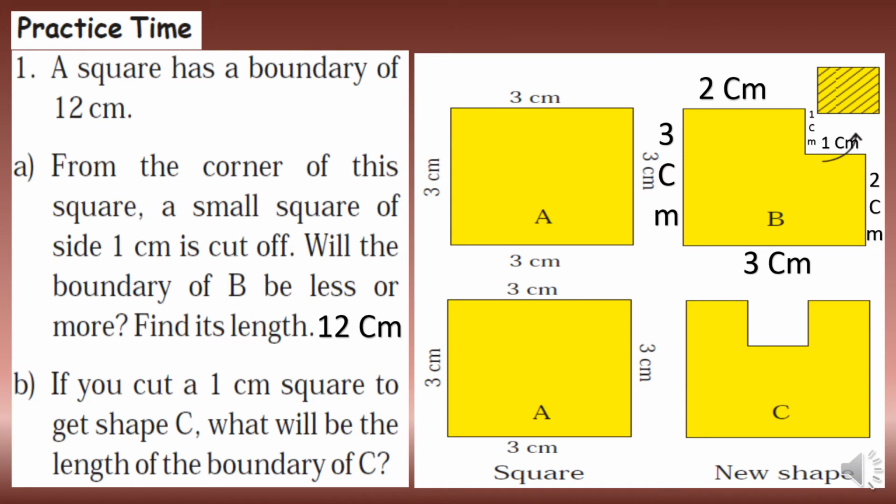Now see the question number B. If you cut 1 centimeter squares to get shape C, observe carefully the shape C. What will be the length of the boundary of C? So here you can see that 3 sides will be of 3 centimeter and the rest of the sides, there are 5 sides of 1 centimeter. So 3 threes are 9 plus 5, that is 14 centimeter. So the boundary of C will be 14 centimeter.